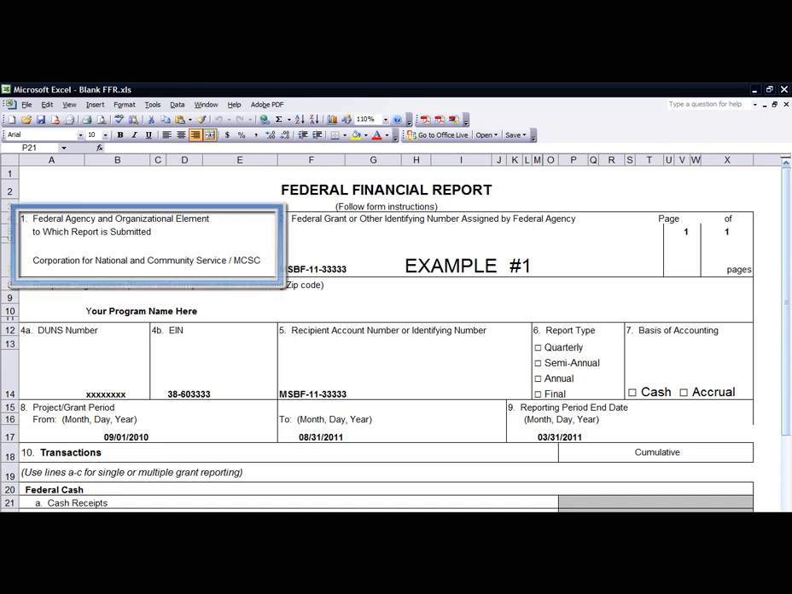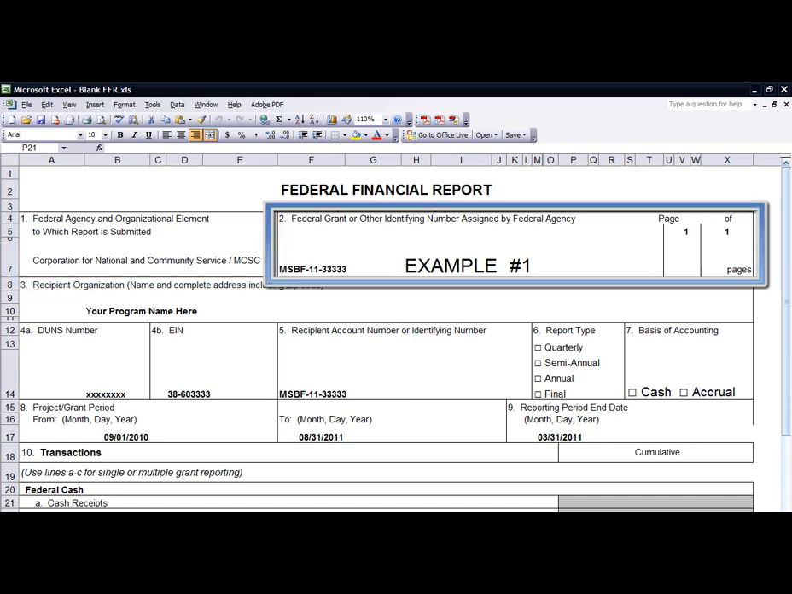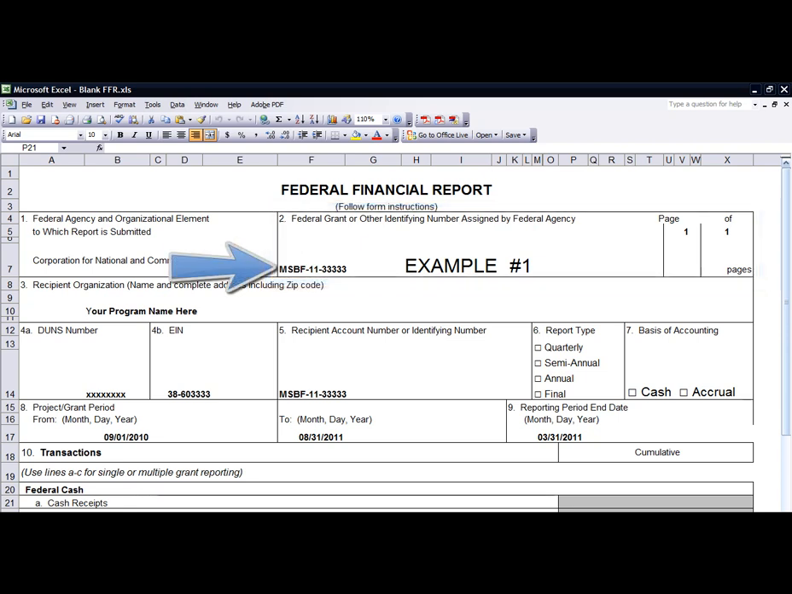So in box 1, we'll simply enter the name of the federal agency, and in this case, it's the Corporation for National and Community Service/MCSC. In line 2, we'll simply enter the grant number that's been assigned to the award by the federal agency, and you can find that number in your grant document. In line 3, simply indicate your recipient organization's address, including the name and complete address as well as zip code.